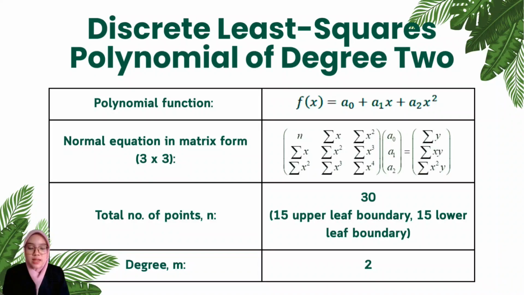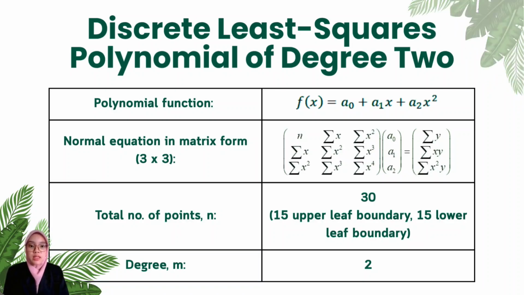Next, we move to the discrete least squares polynomial of degree 2. As we can see, the polynomial function for this fitting is f(x) equals a0 plus a1x plus a2x squared. The 3 by 3 matrix form will be used to calculate and find the coefficients a0, a1, and a2. The total number of points is 30, which is 15 for upper and 15 for lower boundaries. And the degree m for this discrete least squares polynomial is 2.